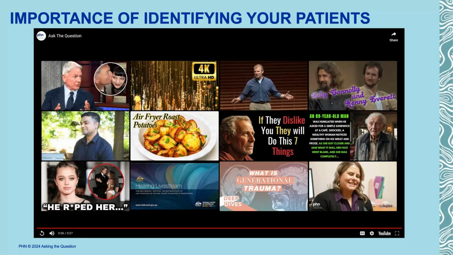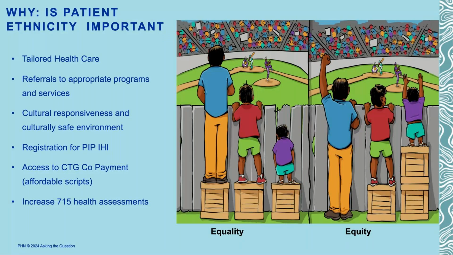So why is patient ethnicity important? There are specific programs for First Nations people that address their needs and help to manage their chronic diseases. It also provides patients with the understanding of their health and what they can do to prevent chronic diseases. If you do not know if your patients are First Nations, you cannot register them for the PIP-IHI, and so your patients are missing out on affordable scripts and better health care for any further investigations or preventative measures that can be put in place.